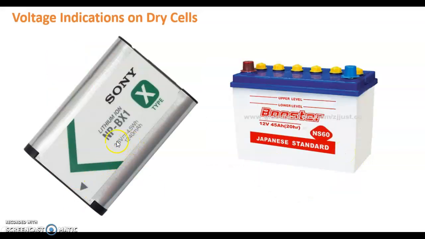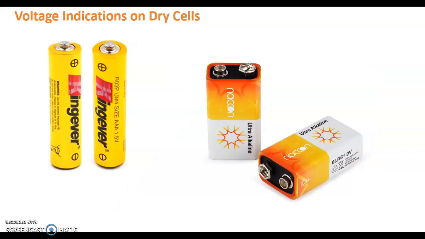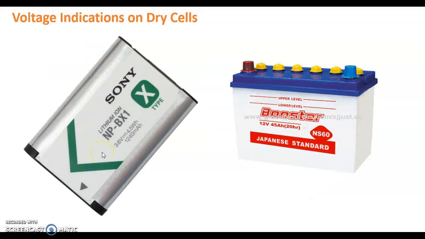The battery of the cell phone is 3.6 volts. That of the car is 12 volts. So it depends on the usage of the dry cell. If it is used to allow the functioning of a small electric device like the remote control, for example, we need 1.5 volts, because to function the car, all the electric devices in the car, we need a 12 volt dry cell.